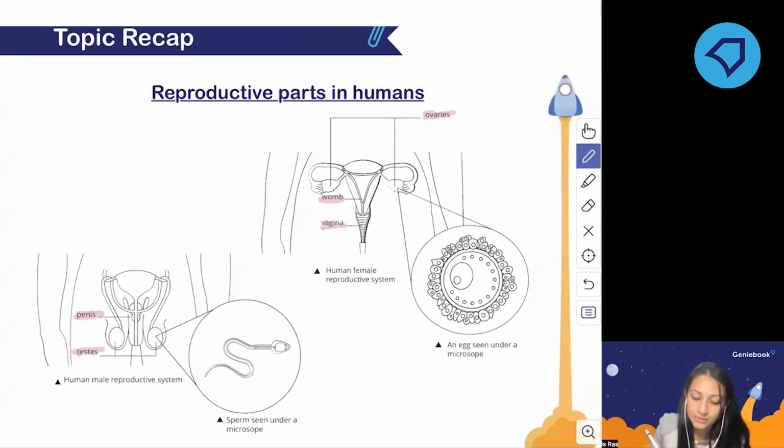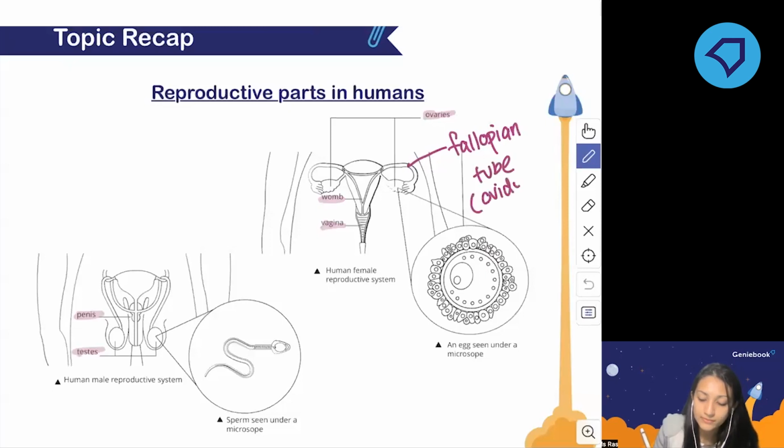And there's one more here. What is missing here? There's one more part here. This is like a tube. What is the name of the tube? Fallopian tube, with a double L. In some books they will use the word oviduct. Technically in PSLE, they will not ask you to name this part, but you are expected to know the function of the part. Basically, it is where fertilization takes place.